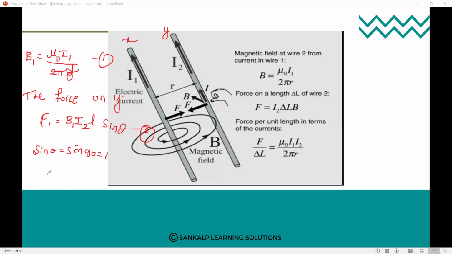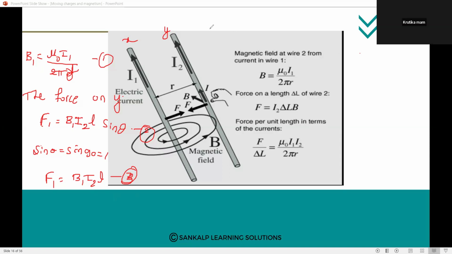Okay, so when sin 90 becomes 1, the expression becomes F1 is equal to B1 I2 L. This is our equation 3. Now what we are going to do is substitute the value of equation 1 in equation 3. So you can see there equation 1, that is B1 is equal to, and here we have F1 is equal to B1 I2 L.